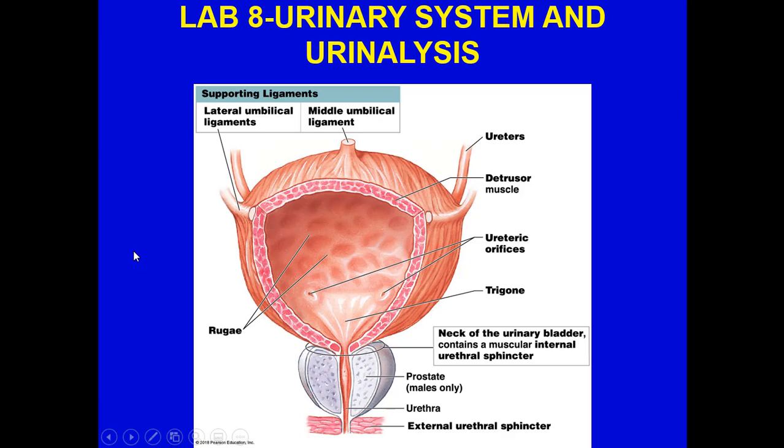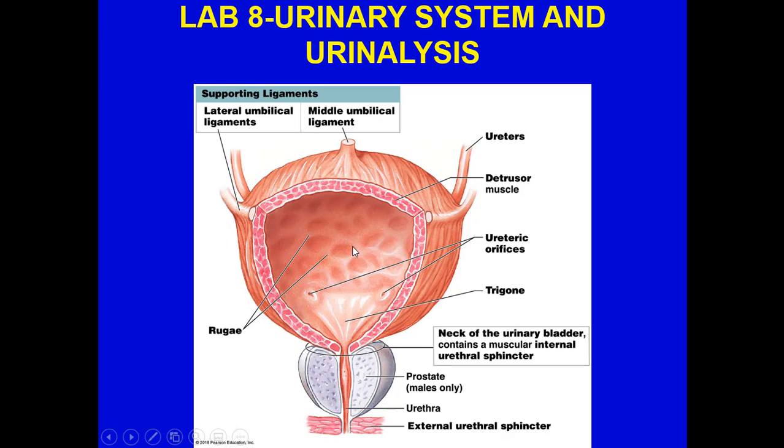Notice the urethra is much shorter here in females than in males. Now, when we go through the bladder, we have several important structures that act as support ligaments, the middle umbilical ligament and the lateral umbilical ligament. There's a big, thick area of smooth muscle here. This one on the top here is called the detrusor muscle.